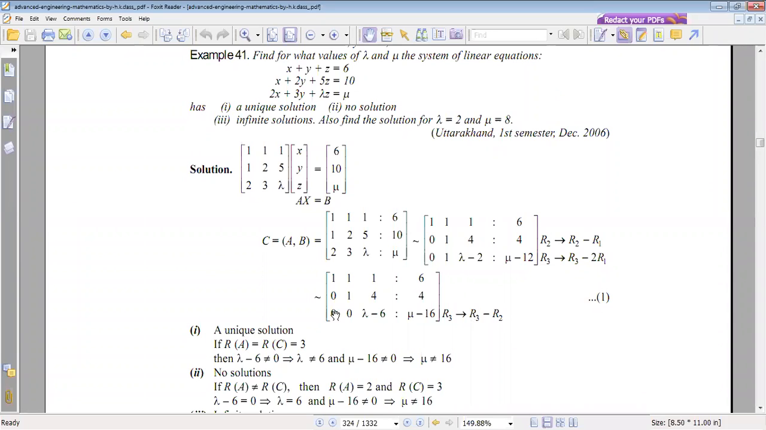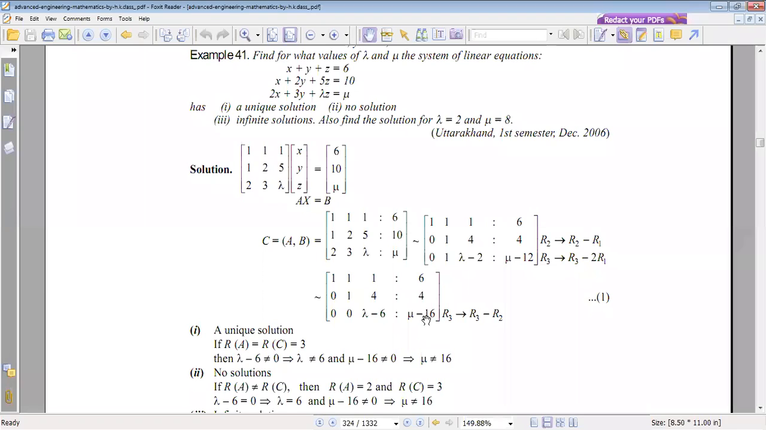So 0 minus 0, it will be 0. 1 minus 1, which is equal to 0. And lambda minus 2 minus 4, it will be lambda minus 6. And mu minus 12 minus 4, that means mu minus 16.